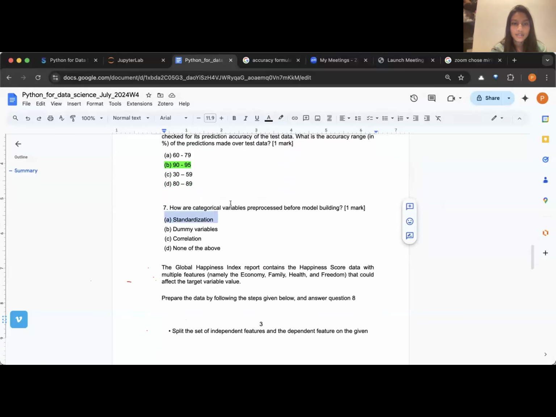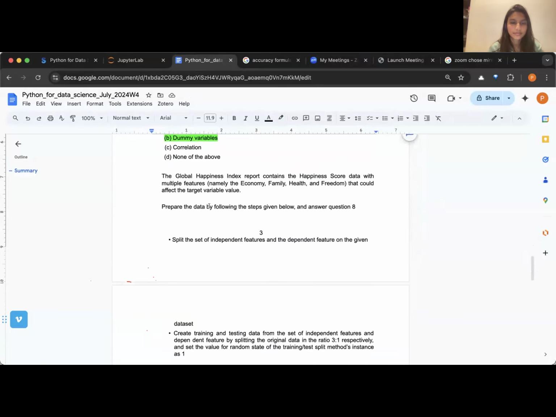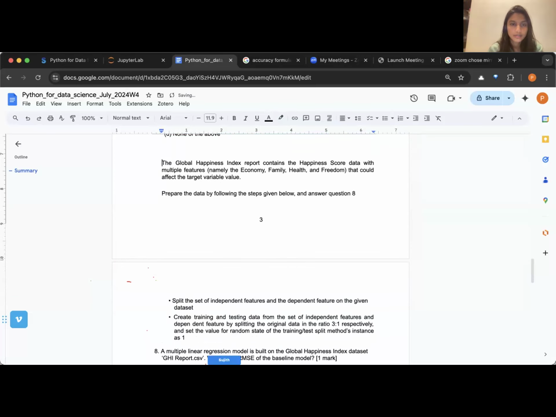How are categorical variables pre-processed before modeling? I missed mentioning this, but it's called dummy variables. If you remember, the native country was Portugal, Taiwan, Thailand. So we just split that into dummy variables like native country underscore Portugal. That's how these categorical variables are pre-processed as dummy variables. Okay, that is over now.